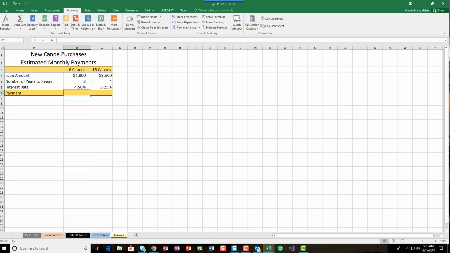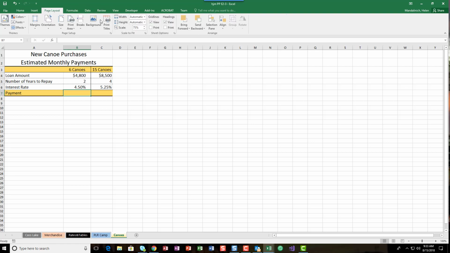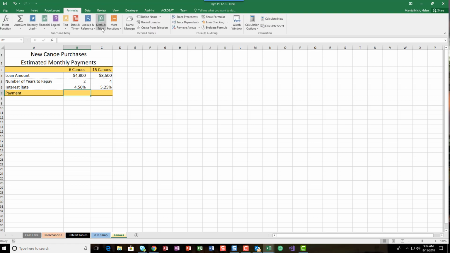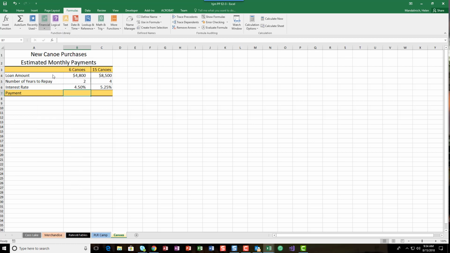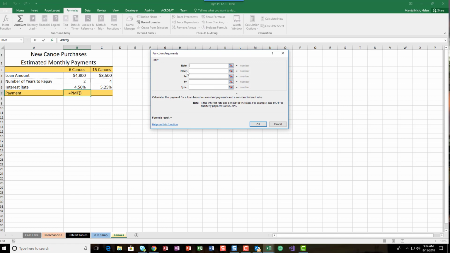So let's go ahead and do this one and walk through it. So we're going to go to formulas, and this is a financial function. So we're going to go to finance. We're going to find PMT. All right. So there's 3 things that are required and 2 optionals. So the first thing is, what is my interest rate?